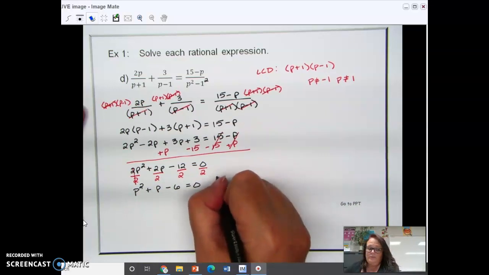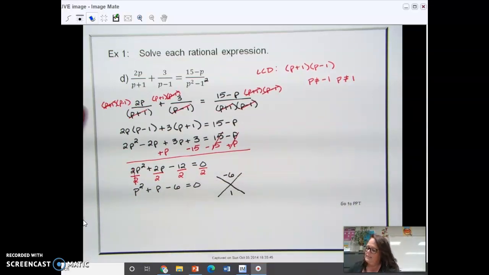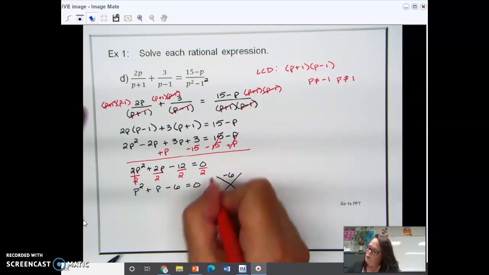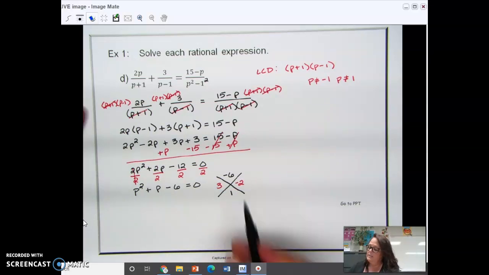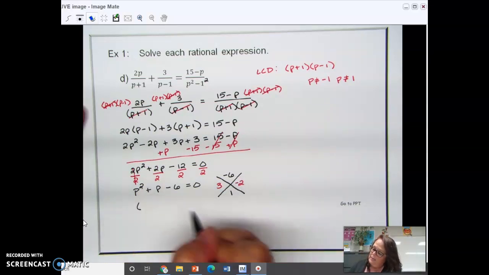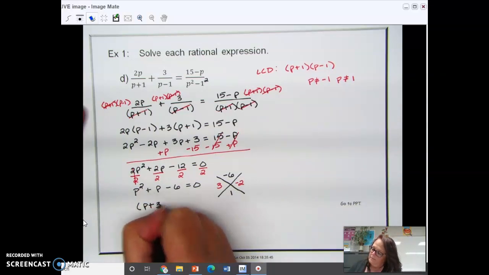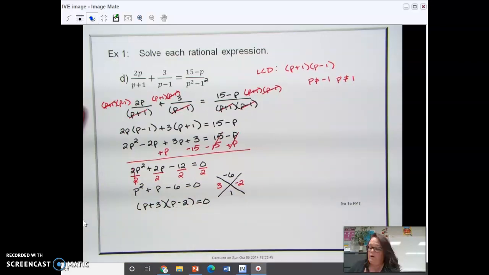So when I go to factor this, I'm saying what multiplies to give me -6, that adds to give me 1. So hopefully you're seeing something like 3 and -2 because their product is -6 and their sum is +1. So we get p plus 3 times p minus 2 is equal to 0.